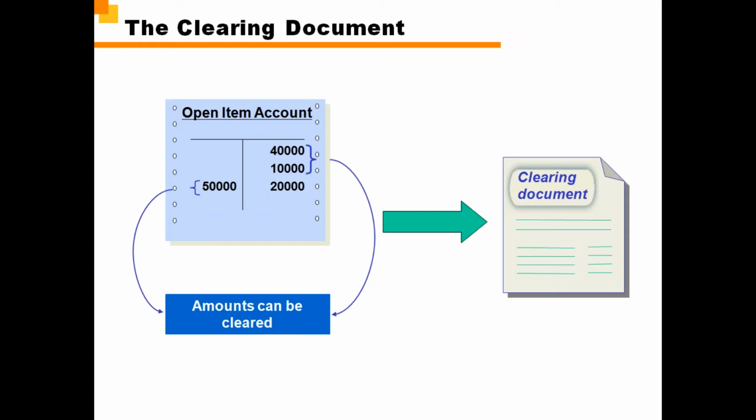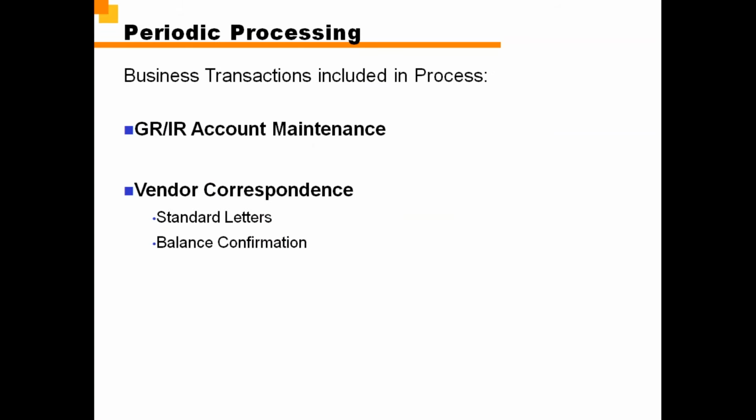So here it is saying that under the periodic processing we have one account, that is the GRIR clearing account, also called the goods received invoice received account, which we need to maintain, because there are scenarios where we have received the goods but the invoice or bill has not been received, and the bill has been received but the goods have not been received. So we need to do the clearing every month for this account.